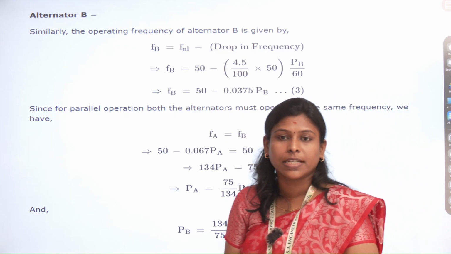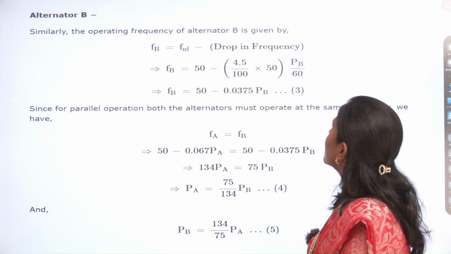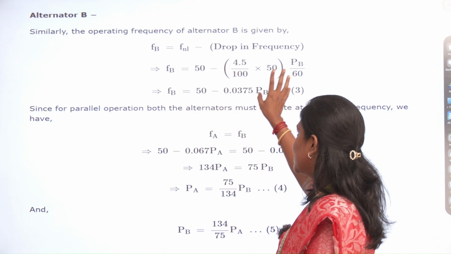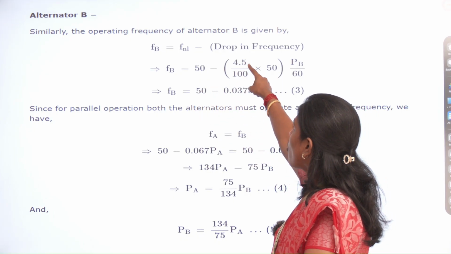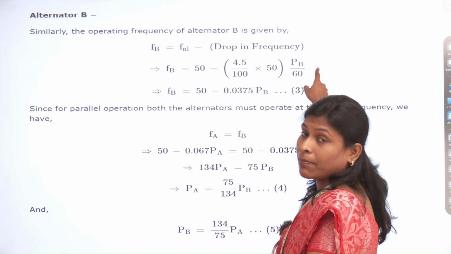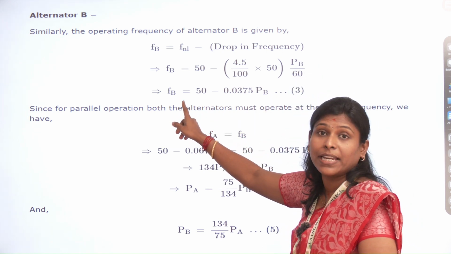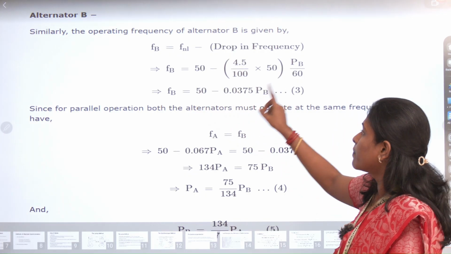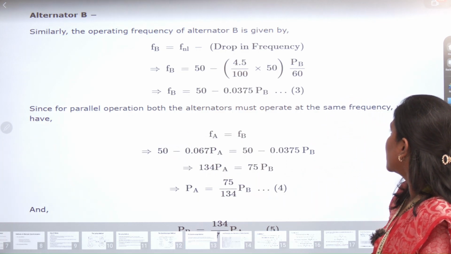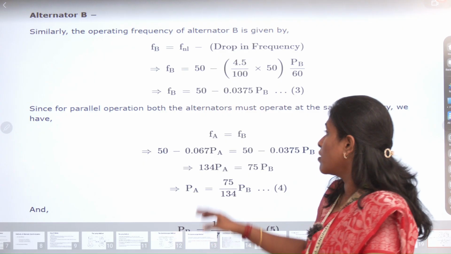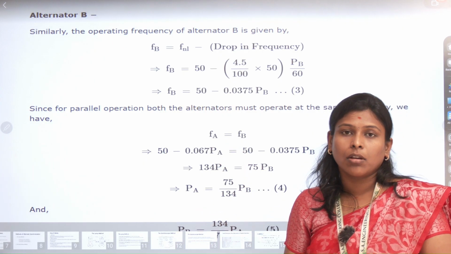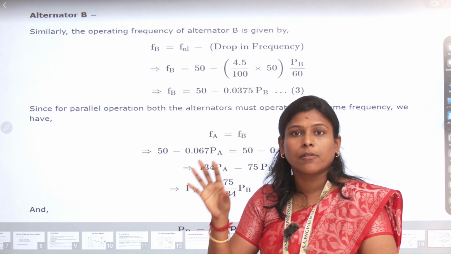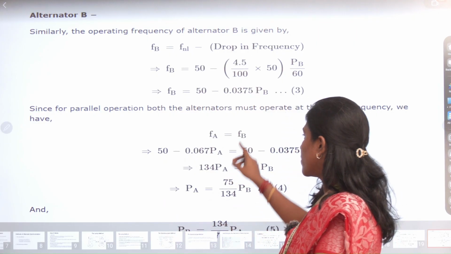This is for alternator B. Similarly, the operating frequency of alternator B is given by FB equals FNL minus the drop in frequency. FB equals 50 minus 4.5 into 50 into PB by 100. So we get FB equals 50 minus 0.0375 PB. For parallel operation, both the alternators must operate at the same frequency. So the frequency of alternator A will be equal to the frequency of alternator B. We saw this in the conditions for parallel operation of alternators, that both alternator frequencies should be the same. So from that we are equating.